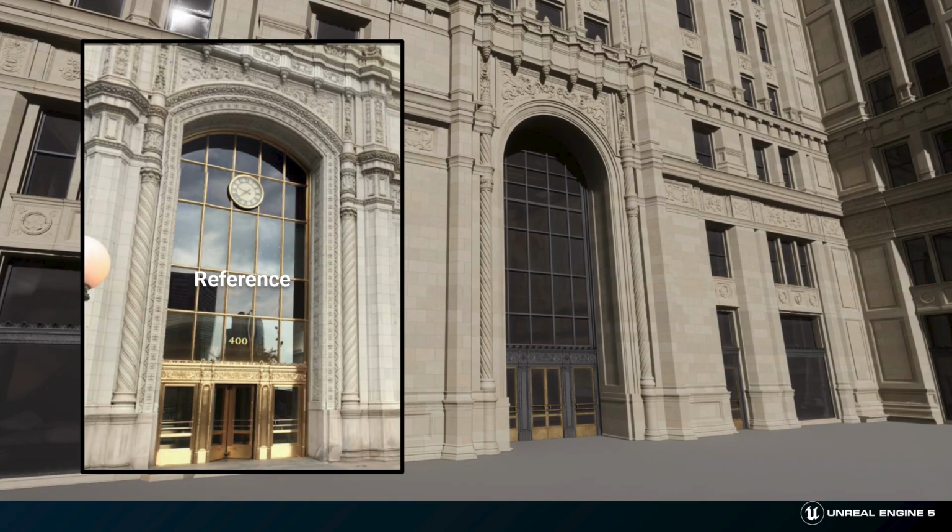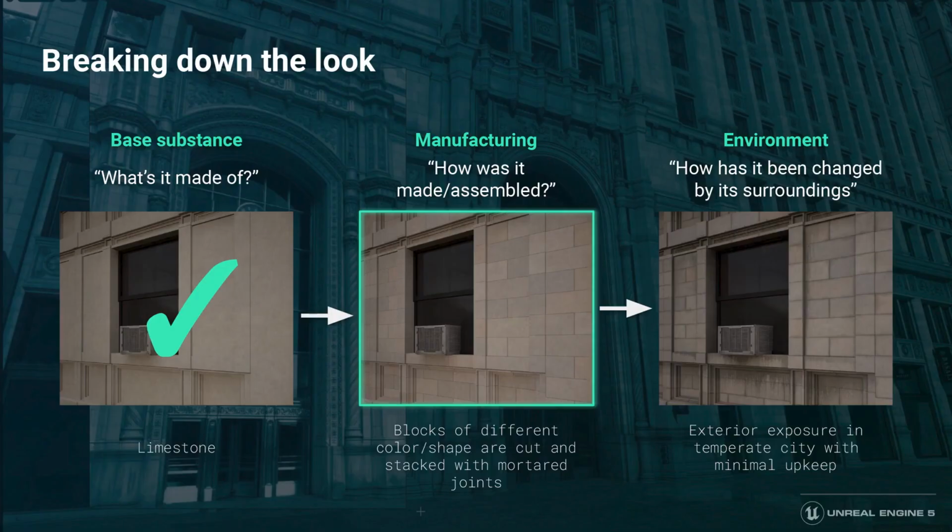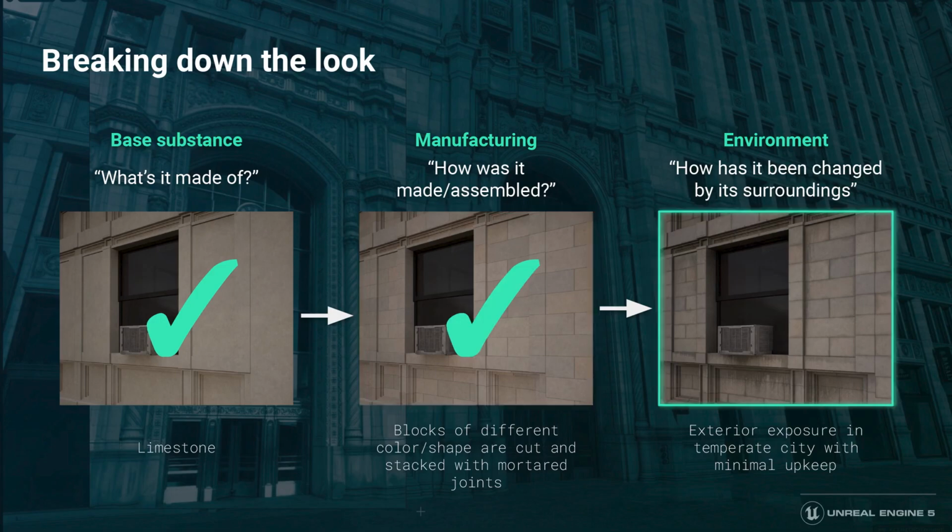So, let's see how we're doing. Here's our reference against our first two layers of our material, which include the base substance and the manufacturing detail. Not bad. So let's give ourselves a check for that, and we'll move on to the final layer, which is the environment influence on our building.